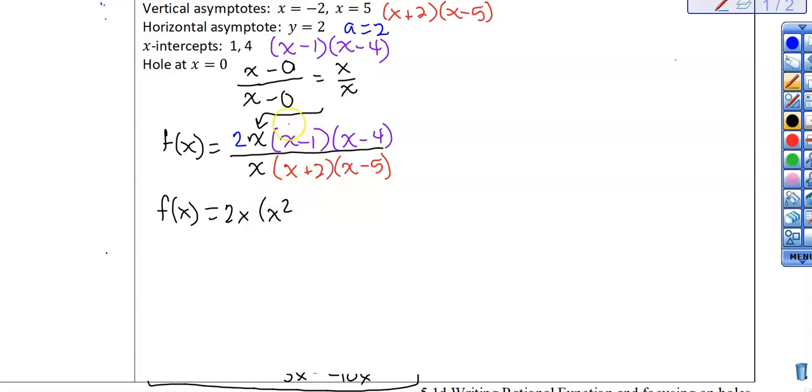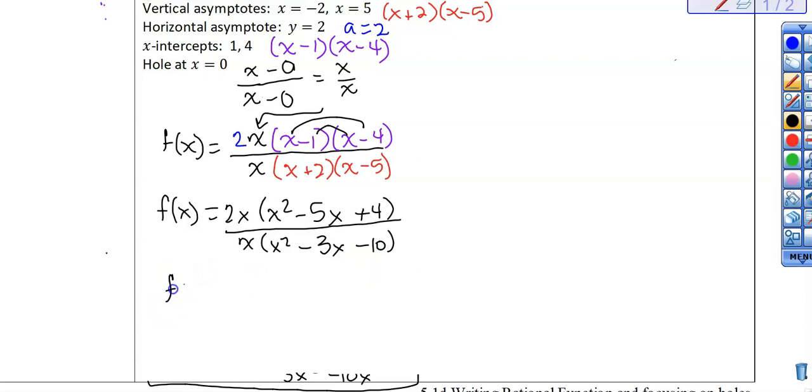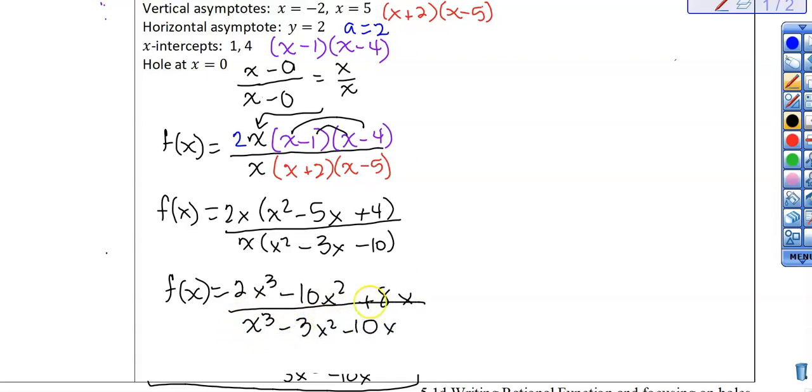That's x squared. Then I'm going to do a little outer inner multiplication. So negative 4x minus 1x is negative 5x plus 4 all over x times, same thing again. I'm going to go ahead and multiply out this binomial pair. X squared, negative 5x plus 2x is negative 3x, and 2 times negative 5 is negative 10. All right, and then I just have to finish this up by multiplying or distributing to clear the parentheses. So 2x cubed minus 10x squared plus 8x all over x cubed minus 3x squared minus 10x.